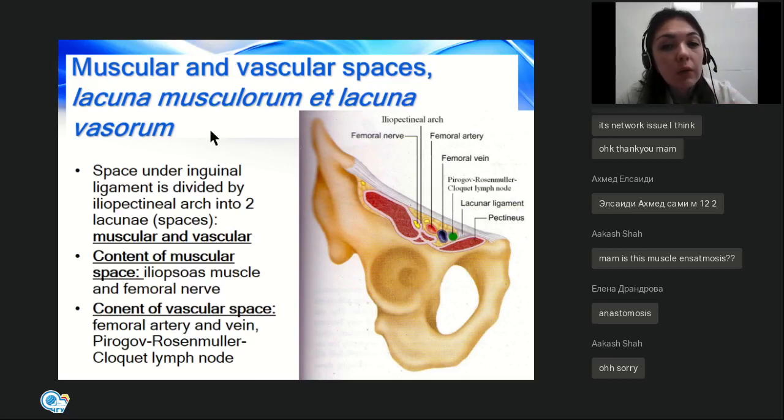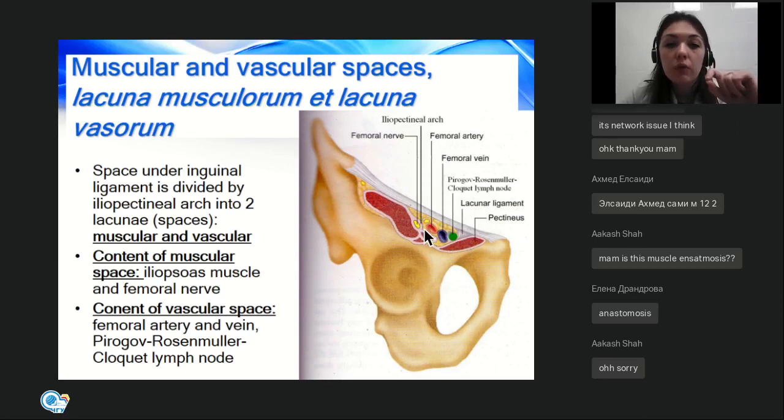So we have already understood that above the inguinal ligament there is the inguinal canal, yes, and below the inguinal ligament there is also a space that is divided into two, muscular and vascular. So the space under the inguinal ligament is divided by the iliopectineal arch, here we can see it, into two lacunae or spaces, muscular, the lateral one, and vascular, the medial one. So through the muscular space, iliopsoas muscle leaves the pelvic cavity, and the femoral nerve.